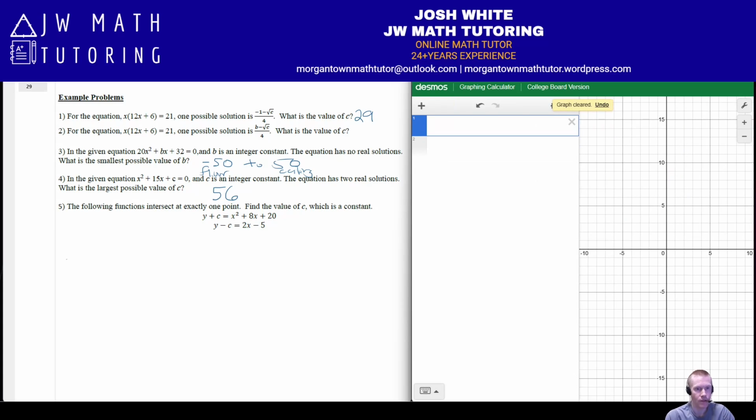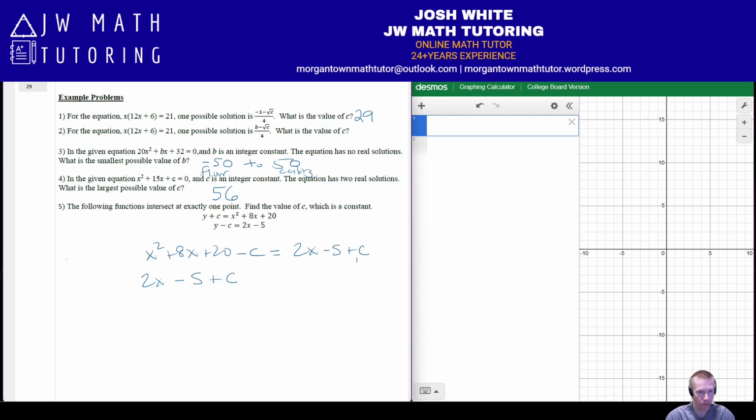All right, so notice I'm going to do the vertex method first. Here's all the work that you have to do ahead of time. And if you can do this in your head, that's fine, but most people probably would need to write it out. So step 1, the first equation is going to be x squared plus 8x plus 20 minus c. And then step 1, equation 2, 2x minus 5 plus c. Okay, now we have to go ahead and set them equal to each other. So just to save some time writing, I'm just going to write the equals up here. Now get rid of this.